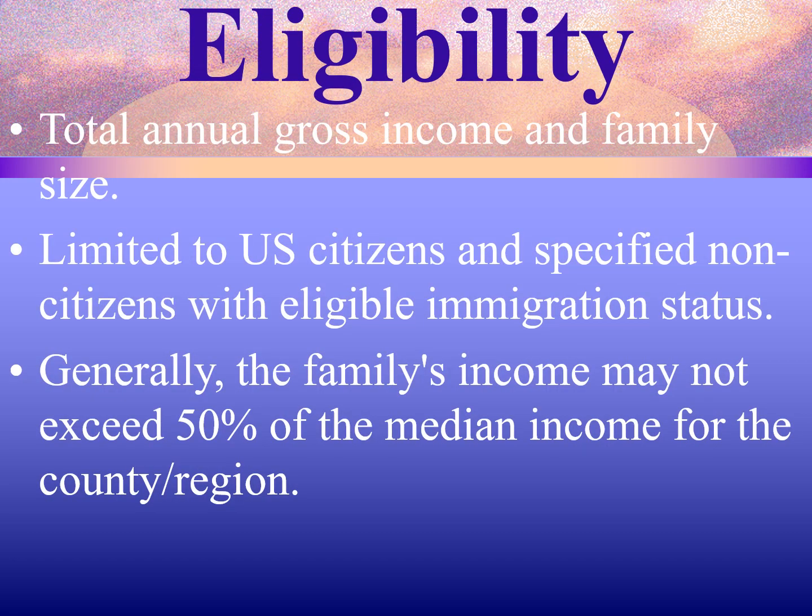And as with the nutrition program, the eligibility for housing is also determined based upon gross income and family size. Now, this particular program is limited to United States citizens and very specific categories of non-citizens who have a specific immigration status eligibility. Generally, the family's income cannot exceed 50% of the median income for the specific county, metropolitan area, or region that the family is living in. One thing that's helpful is that the median income levels are published by the government, so you can look those up.